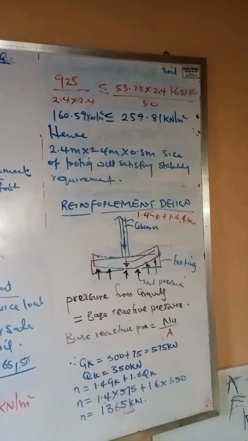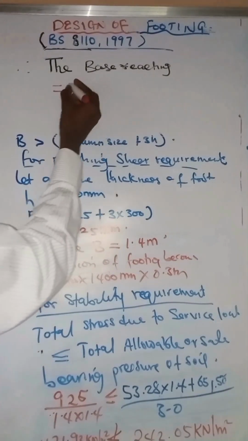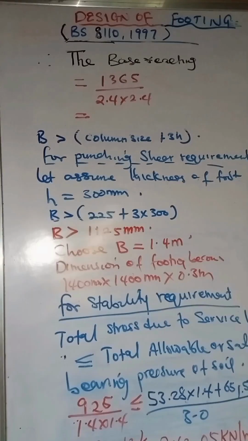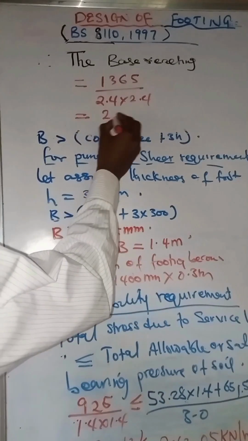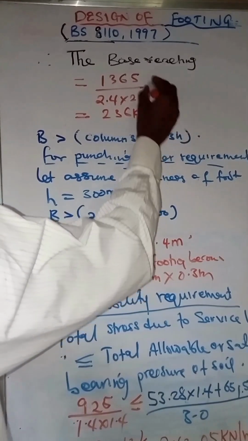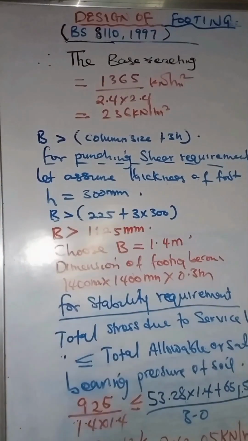Now we're going to calculate the base reactive pressure. Now in calculating the base reactive pressure, like I said, base reactive pressure becomes equal to 1365. So if we work this out, we're going to have it to be 236 kilonewton per meter square. All right. So this becomes the base reactive pressure.